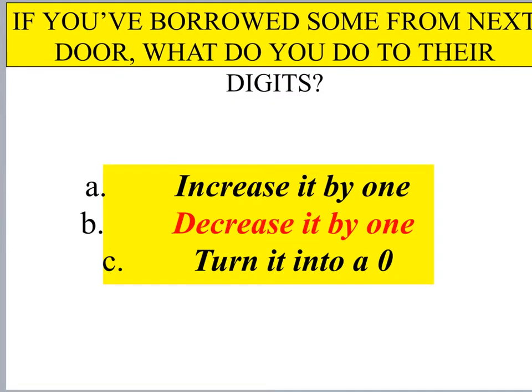The answer is B, decrease it by 1. Have a look at this example. If I have a 6 and I need to take one of them, if I need to borrow one of those, I cross out the 6 and I make it a 5, and I put the 1 next door. So I have to decrease it by 1. It went down from 6 to 5. Next question.